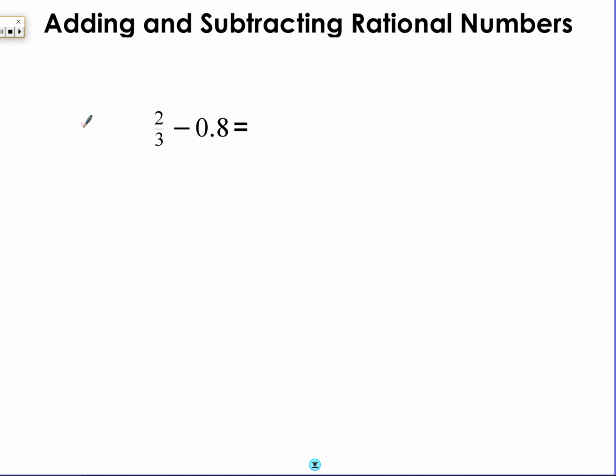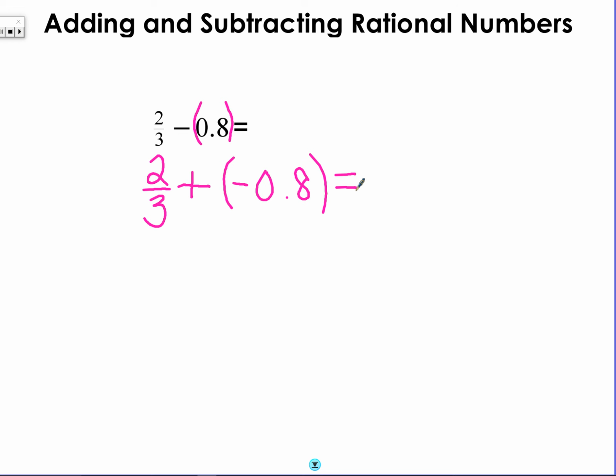So here's another adding and subtracting rational numbers. We're looking at a problem that has both a fraction and a decimal. And even before I worry about that, I am going to look at the fact that this is a subtraction problem. So I want to start off by using the additive inverse property and changing the problem to addition by adding the inverse of positive 0.8, which is negative 0.8.